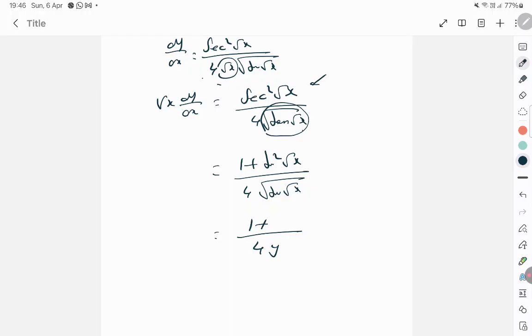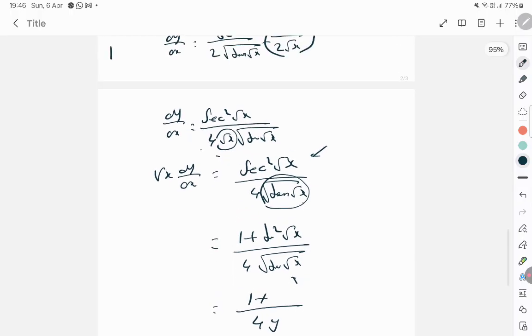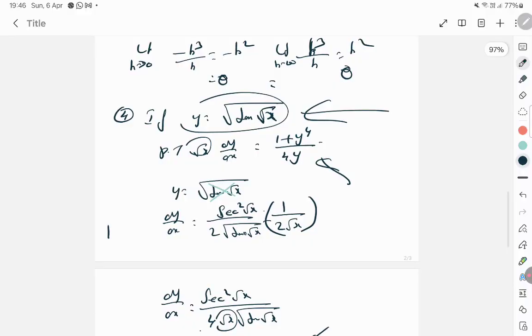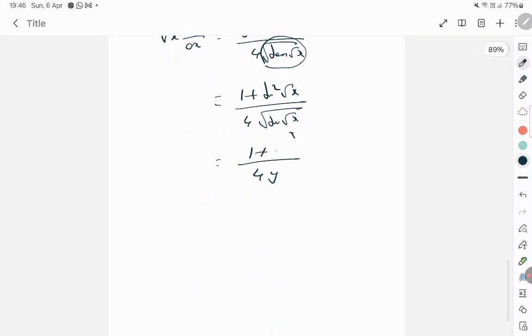Tan square, no? This has been squared, that's all. And there's one more square. The root is also gone. With the root only, the question is. So would it be y to the power 4? Yes, correct. So y to the power 4.